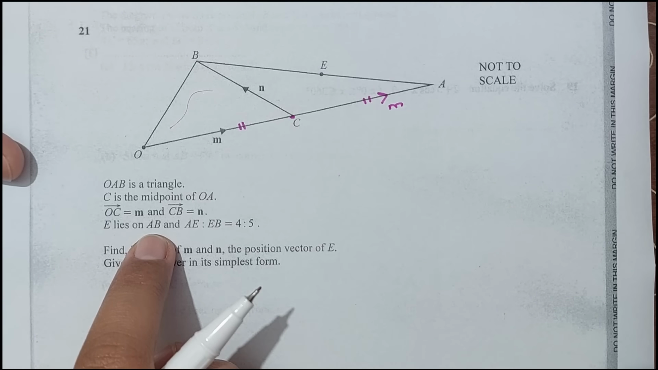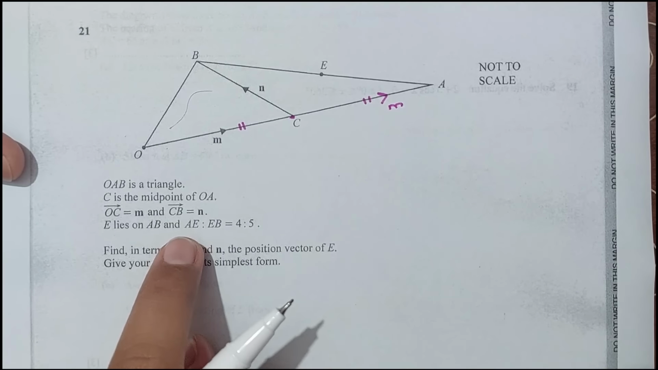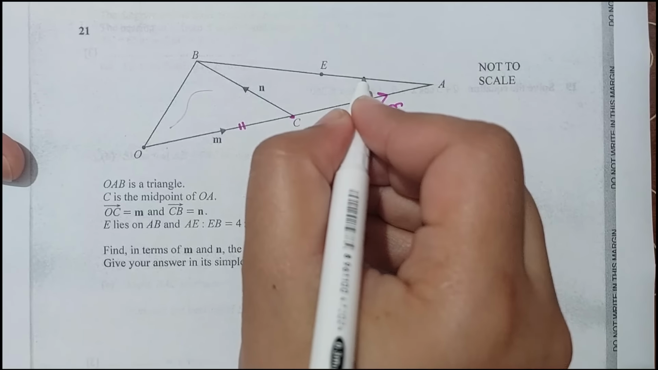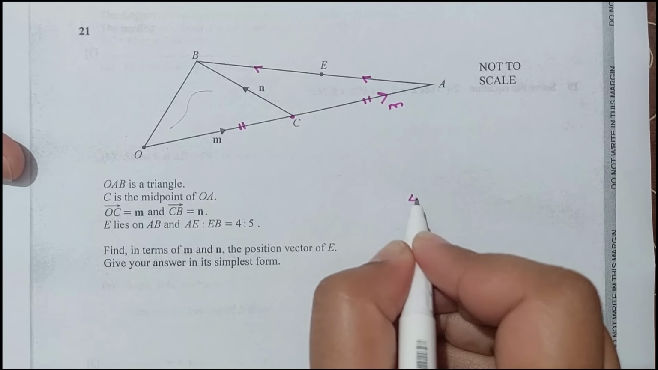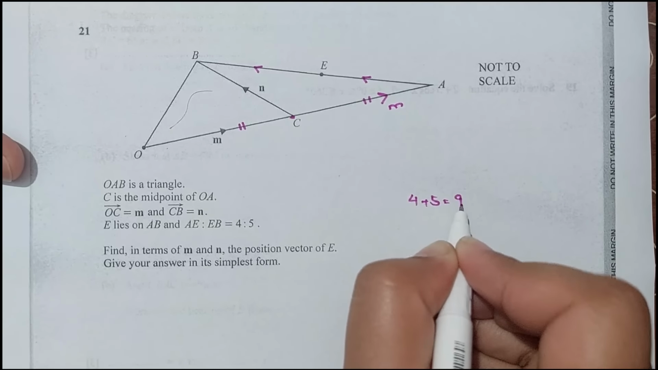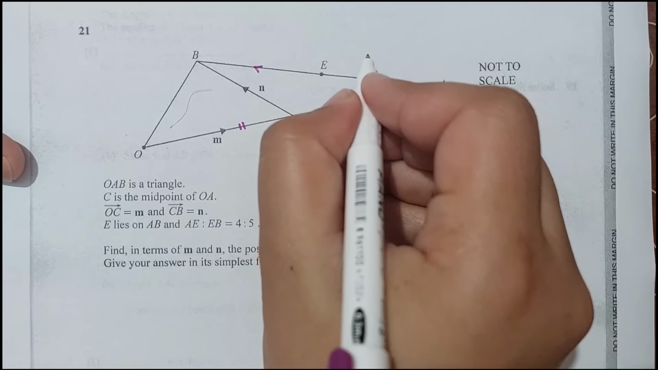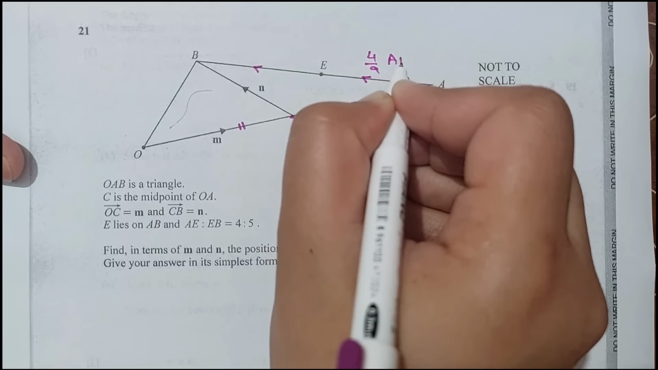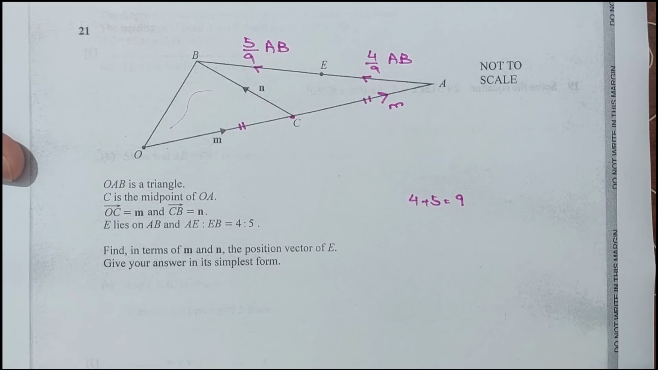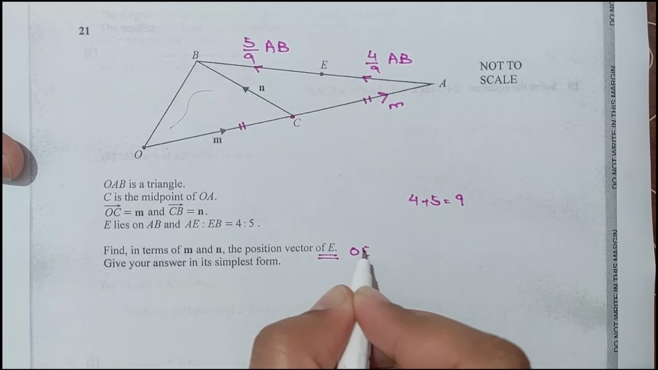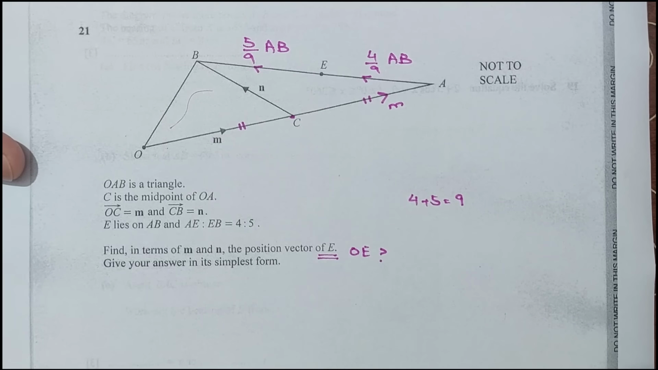E is a point which lies on AB. A to E and E to B are in the ratio of 4 and 5. So the total ratio of 4 plus 5 equals 9, right? This is 4 by 9 of AB and this is 5 by 9 of AB. Now find, in terms of m and n, the position vector of E, meaning OE. Give your answer in its simplest form.